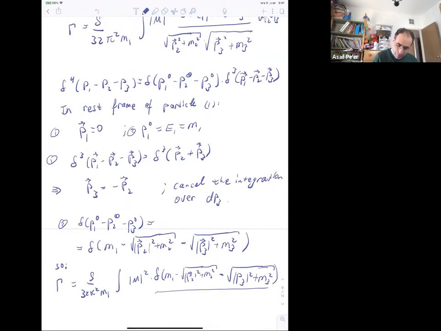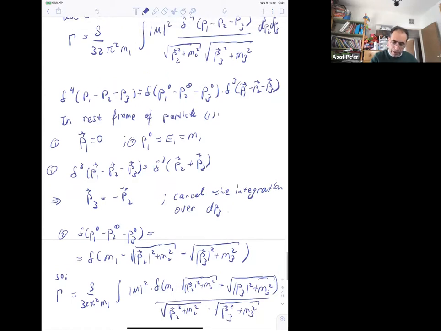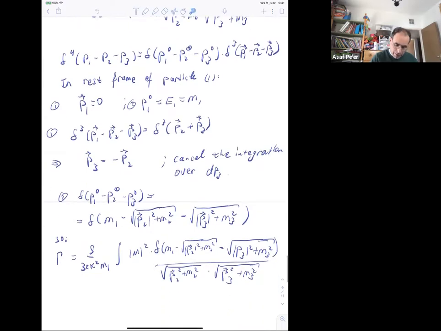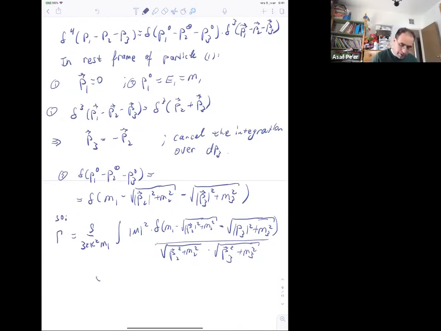square root of P2 squared plus M2 squared times square root of P3 squared plus M3 squared. Right, we have it from here. And then we still have the remaining delta cube of p2 plus p3 times d cube p2 d cube p3.